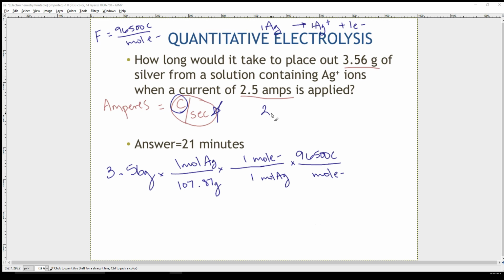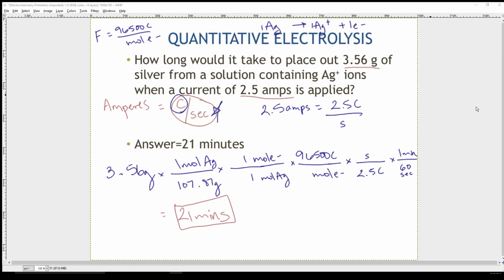And I know I have 2.5 amps, which means I have 2.5 coulombs per second. So let's cancel out coulombs. But I want minutes, so let's convert from seconds to minutes. 60 seconds in 1 minute. And voila, you have converted grams into time. How crazy is that? You've converted mass into time. I think that's pretty cool. So you end up with 21 minutes if you multiply that all out.